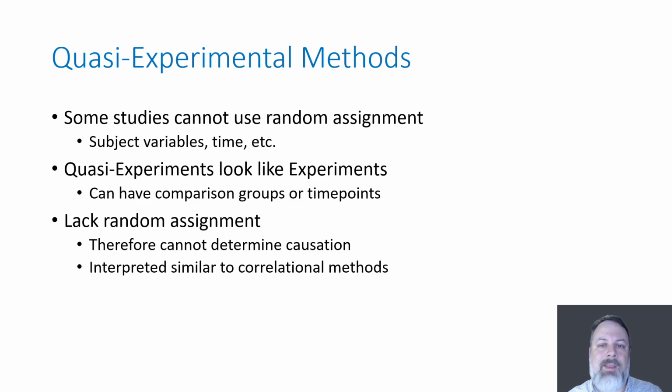Now, what this means is that when we do these kind of studies, even though they kind of look like experiments, we even analyze them in the same ways we do experimental studies, we can't draw the same conclusions about causation. Instead, they're interpreted more similarly to a correlational study, where we recognize that there could be lots of other factors that we didn't control for that could explain the results that we got.